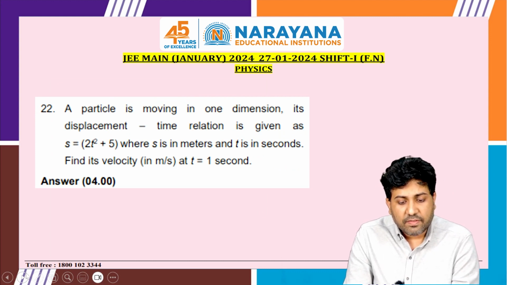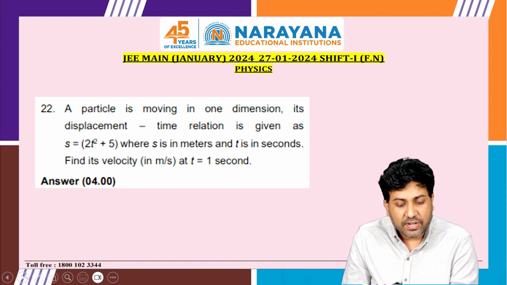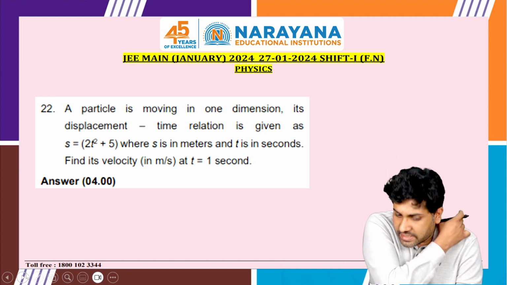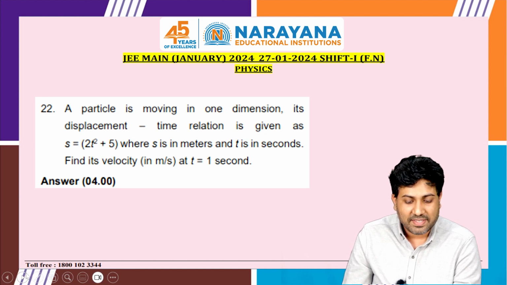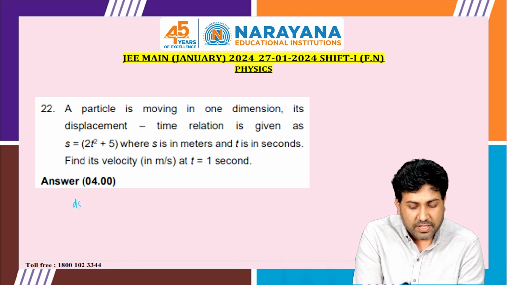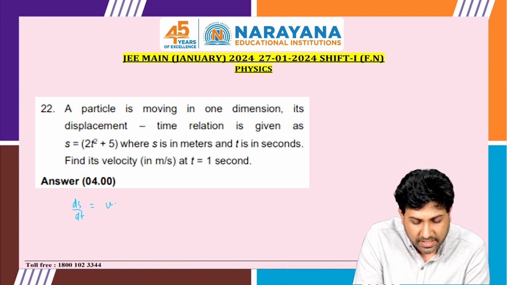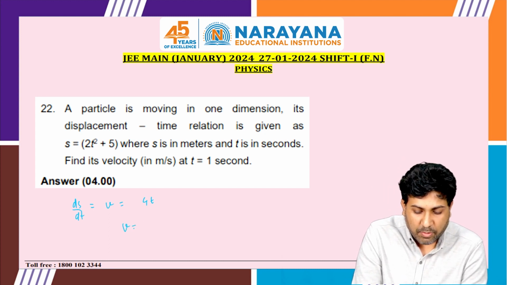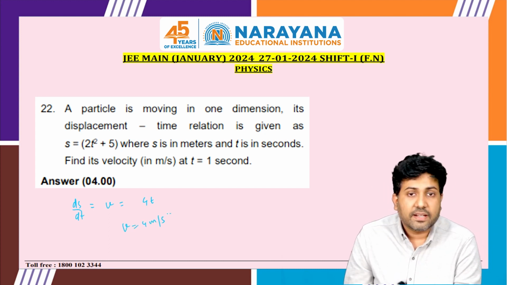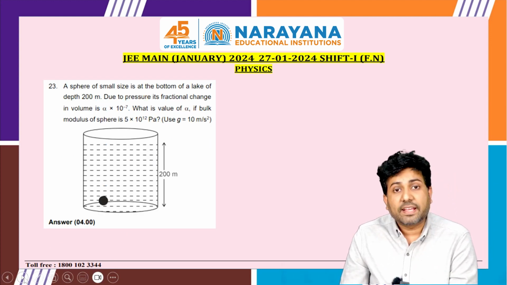In this question, it is given that a particle is moving in one dimension. Its displacement time relation is S is equal to 2t square plus 5, where S is in meters and t is in seconds, that means they are in SI unit. Find the velocity at 1 second. You just need to differentiate the displacement equation, and I will get the velocity, which will be equal to 4t. At t equal to 1 second, the velocity will come out to be 4 meter per second. That's it. The answer is 4. Okay, let's move to the next question.